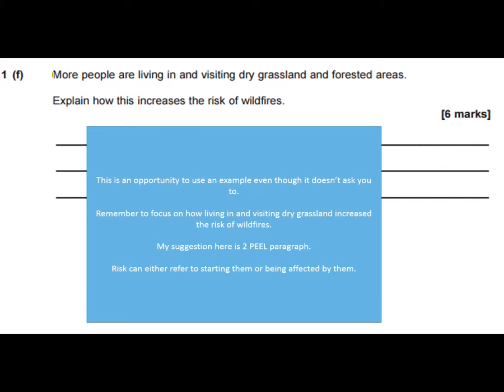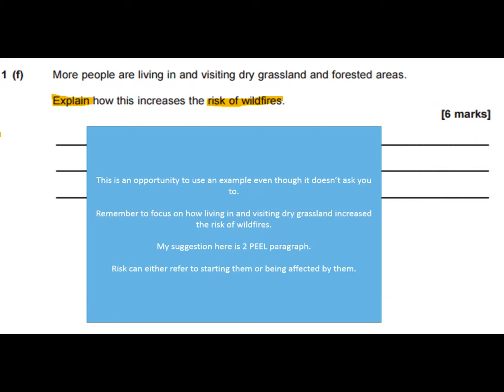So they've given you a statement in 1F: more people are living in and visiting dry grassland. Explain how this increases the risk of wildfire. So you're looking at the risk of wildfire. Your command word is to explain, which means you're looking to use point, evidence, explain, link. This is an opportunity to use an example, even though it doesn't necessarily ask you explicitly to use one.